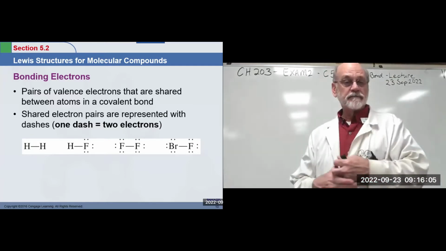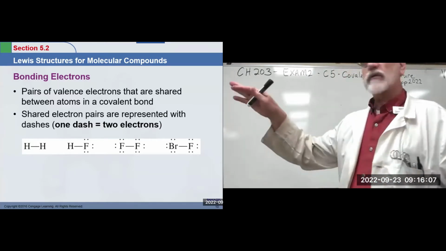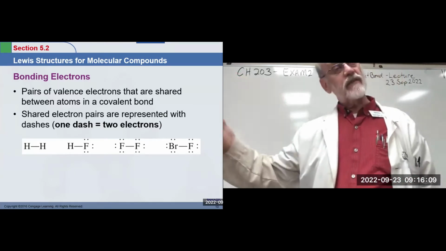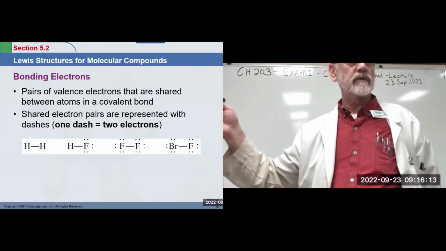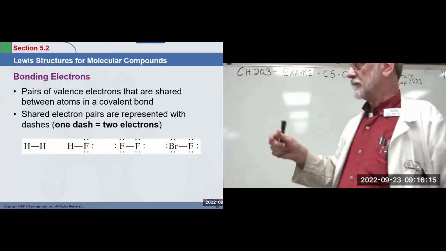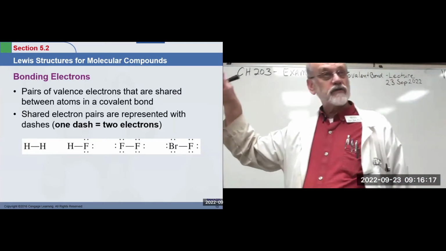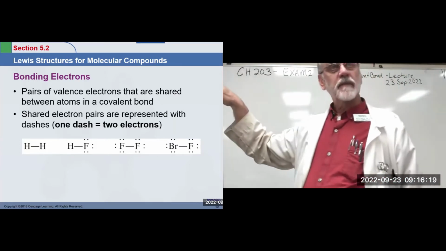So with the 2 hydrogens, the only electrons they have available are in the bond. Right? There's only 1 electron per hydrogen. So you don't see any extra electrons around either of the hydrogens.